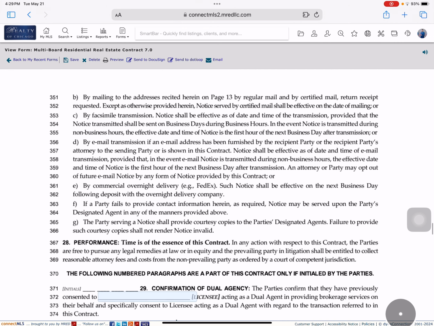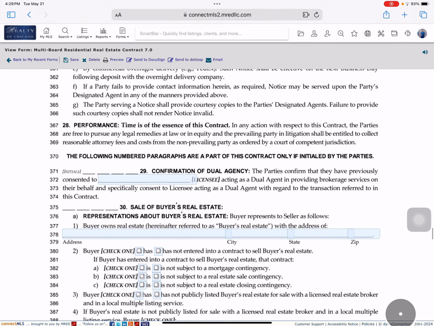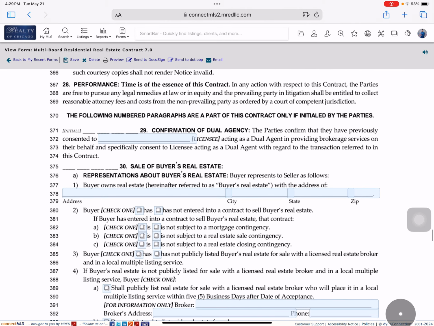Introducing page 9, we're going to go to line 370 where it says the following numbered paragraphs are a part of this contract only if initialed by the parties. On line 371, you're going to initial to confirm dual agency, and then you also want to list yourself as a licensee on line 372.